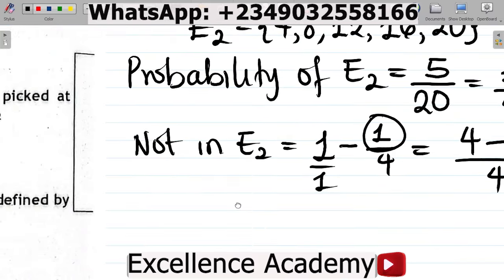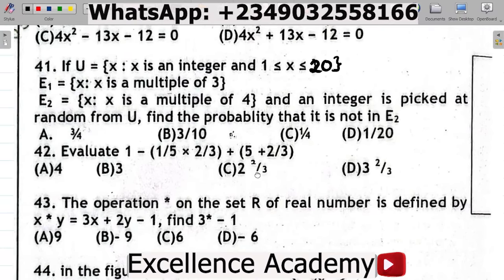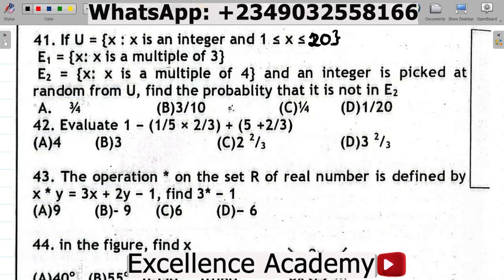So let's see the options there. From this, we can see that option A is the correct answer, 3 over 4.